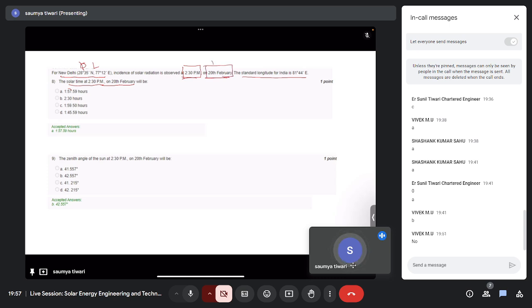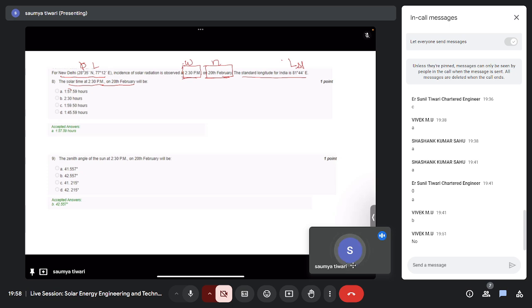So from the date, you can calculate the day of the year, N, and from the time, you can calculate the omega, the hour angle. The standard longitude of India is also given. So what's given is the standard value of longitude for India. Now we have been asked about the solar time at 12:30 on 20th Feb.